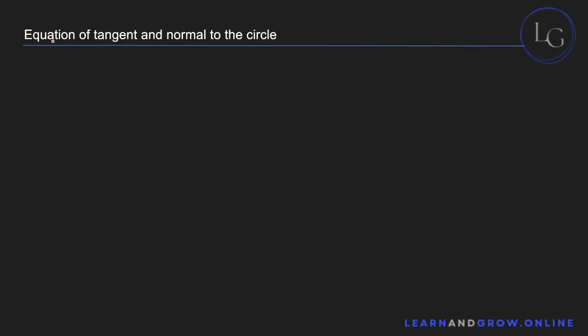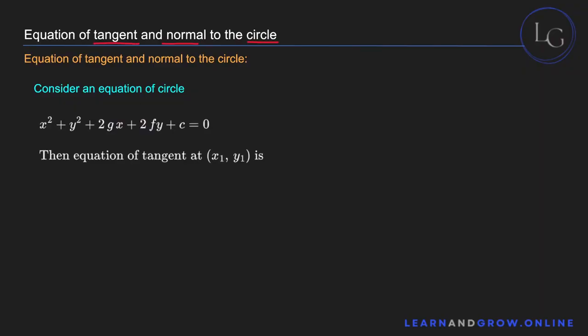Now let's see the equation of a tangent and a normal to the circle. Before we dive into this, let me just explain what the tangent and the normal are. If you draw the coordinate axis, y-axis and x-axis, and let's say this is the center of the circle and this is the circle itself, and you have this point over here, and it says that you have to find the tangent at this point.